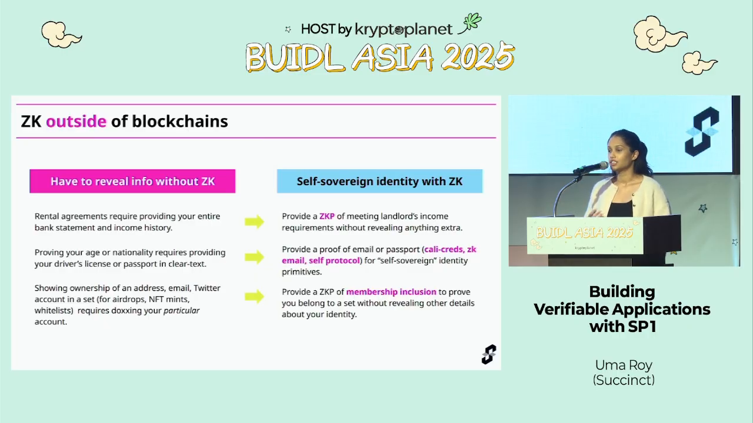And then finally, the last use case, maybe a little more crypto native, is that today if you want to prove you have an address in a set to claim an airdrop, or prove you have a certain Twitter account to claim an airdrop, you have to dox your particular account to the protocol to be able to receive your airdrop claim or tokens or NFT mint or whatever else you want. But with ZK, you can actually provide a membership inclusion proof saying, I have ownership of an account in this set, and prove you belong to the set without revealing your specific identity. So you don't have to tie your identity to your on-chain address, and you preserve privacy.